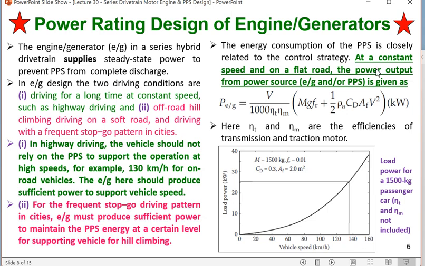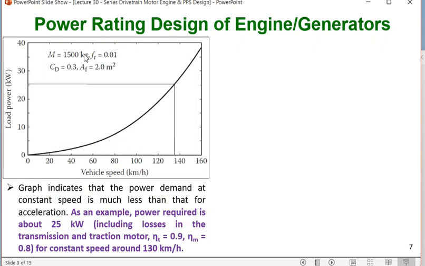This is what is called constant speed on a flat road, and the power output from the source is a very good kind of driving without any big effort, and there is no hill climbing. So in this case, for the power rating design of the engine generator, the graph indicates that the power demand at constant speed is much less than that for acceleration. It is very easily understandable. Whenever you are trying to accelerate the vehicle, you need more power from the engine or PPS source. As an example, the power required is about 25 kilowatt, including losses in the transmission and traction motor, eta 0.8 and 0.9, for a constant speed of around 130 km per hour.